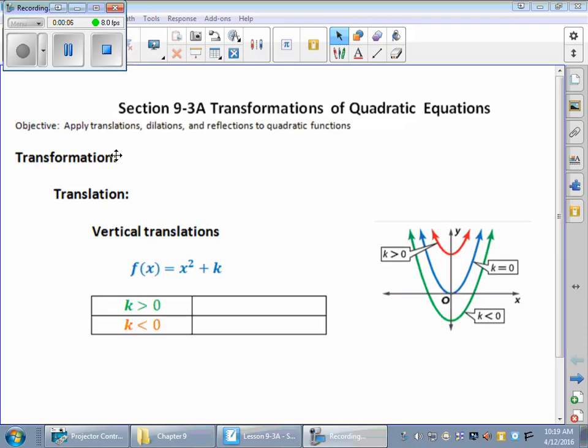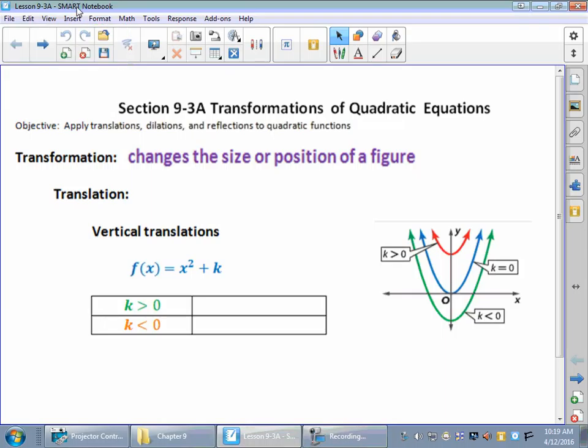We'll spend 2 days on transformations, but first let's talk about what transformations are and how they affect a parabola and the graph on the coordinate plane. So first of all, a transformation changes the size or position of a figure. There's 3 kinds of transformations we're going to talk about. The first one is a translation. A translation moves the figure up, down, left, or right.